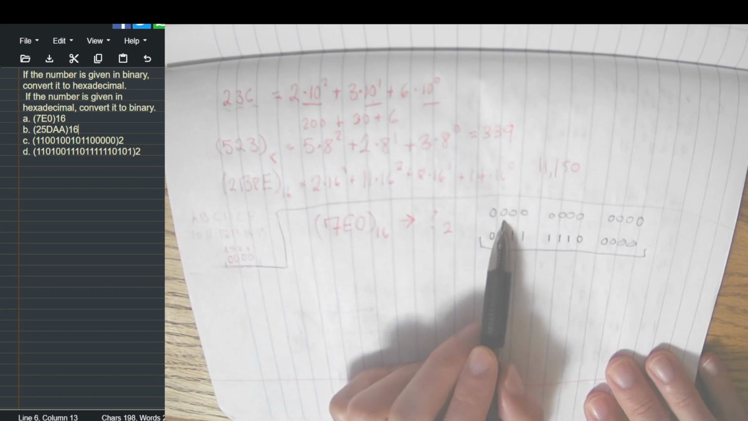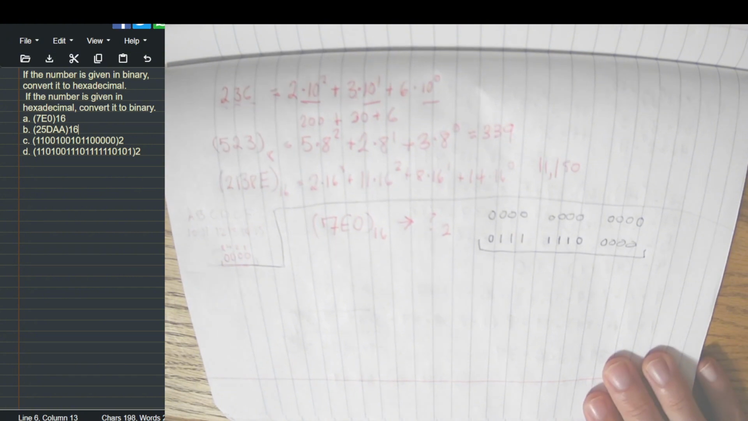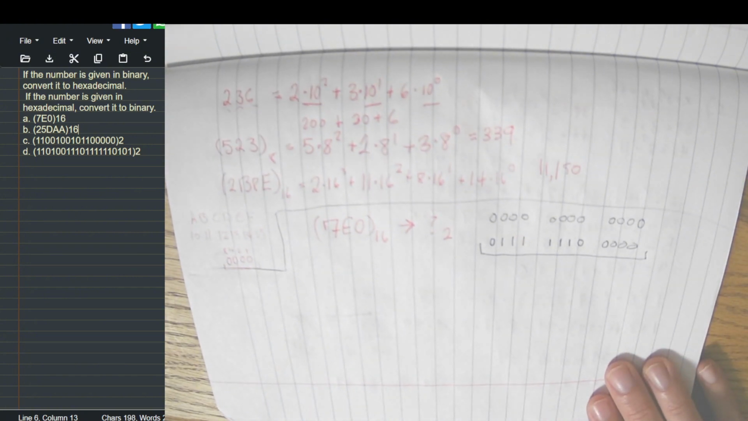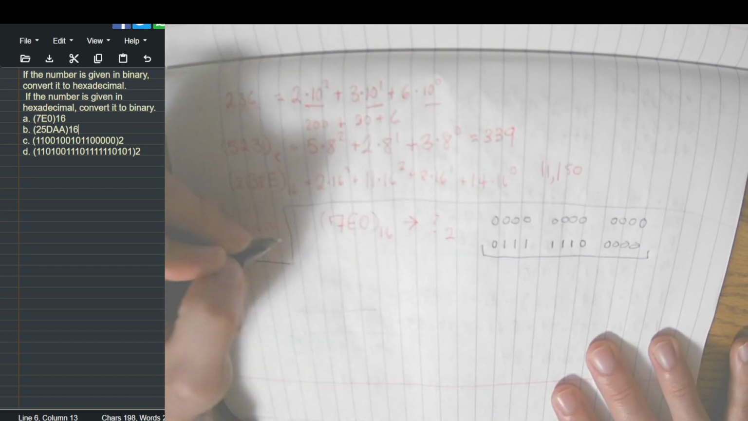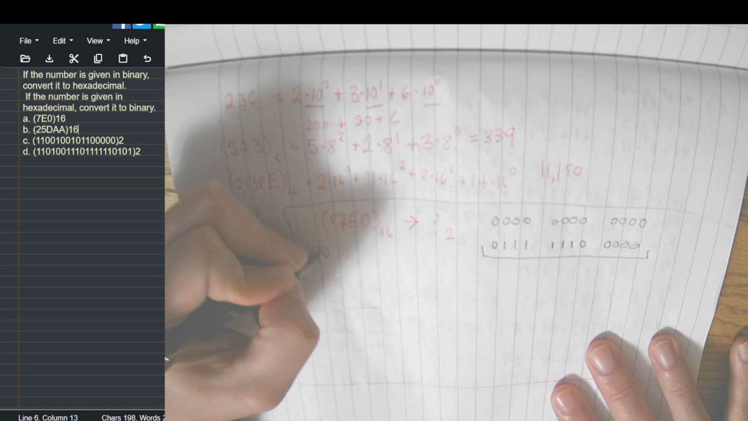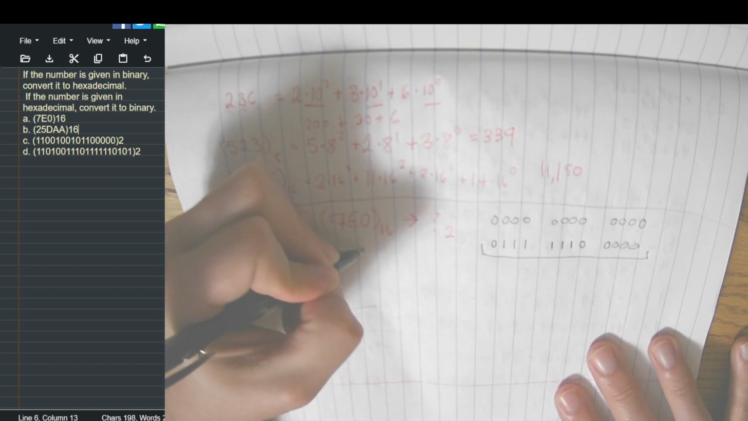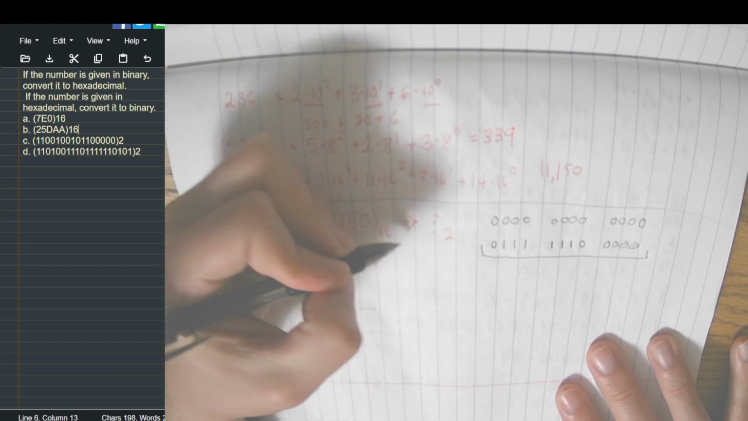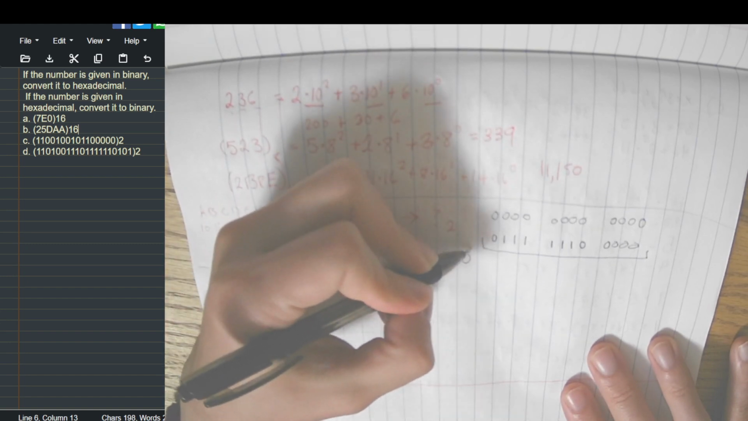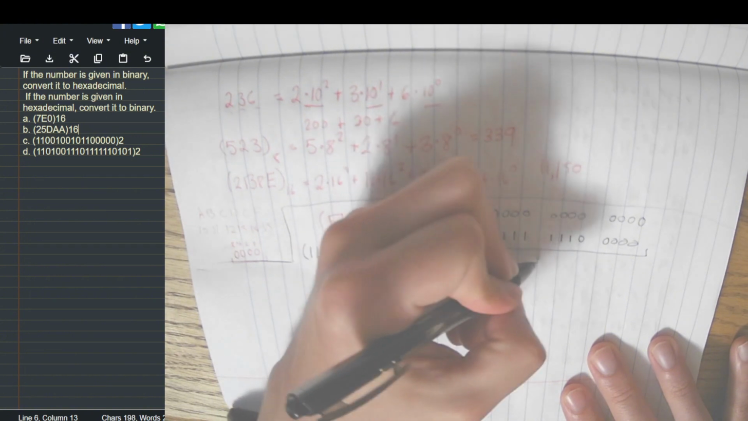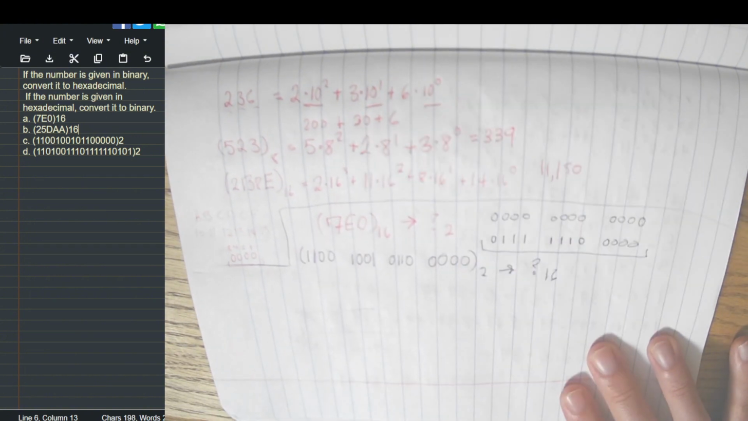You just pair up with each of the 4 bits. Super easy. Now let's do one from binary to hexadecimal. It's going to be exactly the same, just reversed. So this number is 1100 1001 0110 0000. That's in base 2, and I want to convert it to some number in base 16.